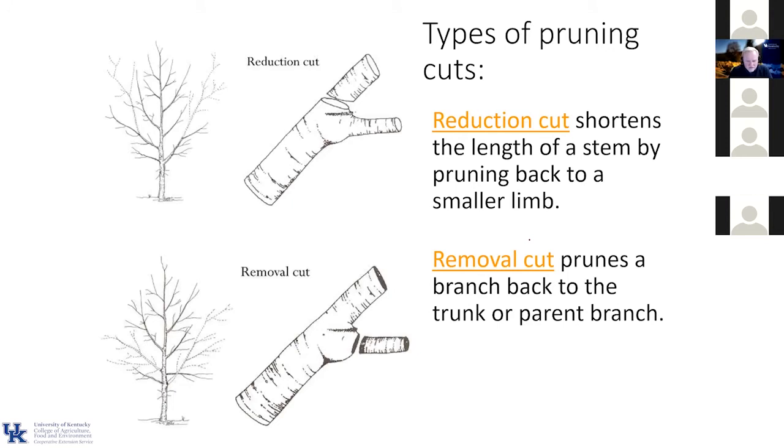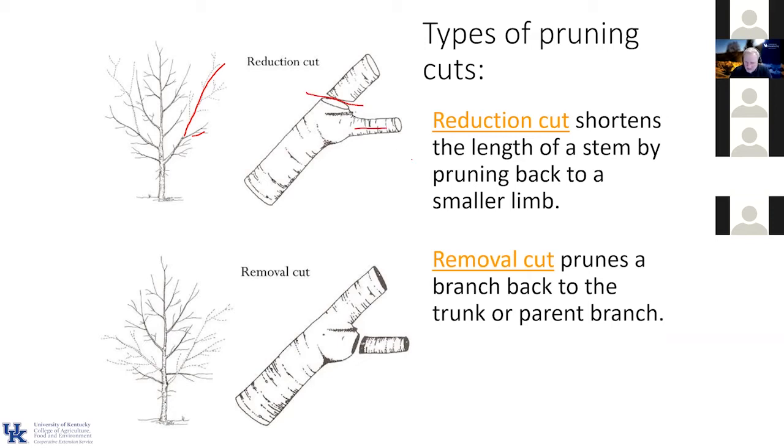When I look at trees or I look at shrubs, there's basically in my head 2 types of pruning cuts. The first one is a reduction cut, and the second one is a removal cut. A reduction cut does exactly what it says: it reduces the length of a limb to a smaller limb, in this case. And here's the smaller limb here. You're reducing the length of a stem by pruning back to a smaller limb. Here is the pruning cut here, and you'll notice this is the smaller limb here.